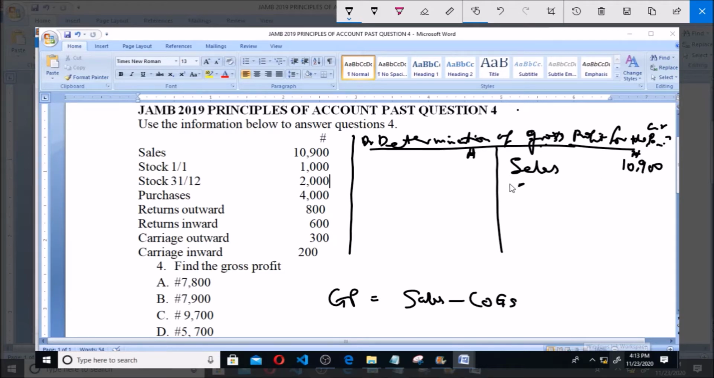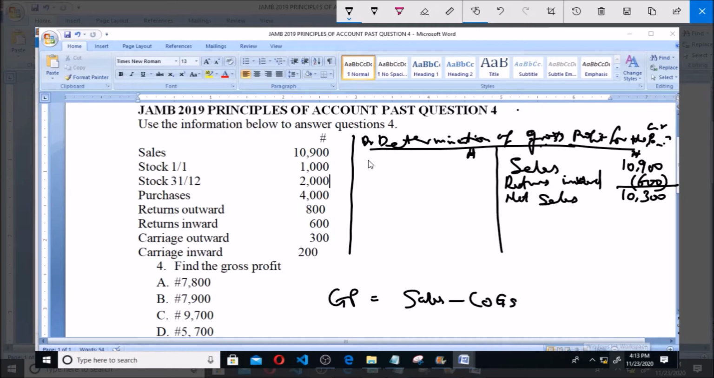We're going to have returns inward. Returns inward will be subtracted from your sales. Our returns inward in this question is 600, to be subtracted. In accounts, when you bracket, it means you are lessing, you are subtracting. So this will give us 10,300. When we subtract this, this becomes our net sales.